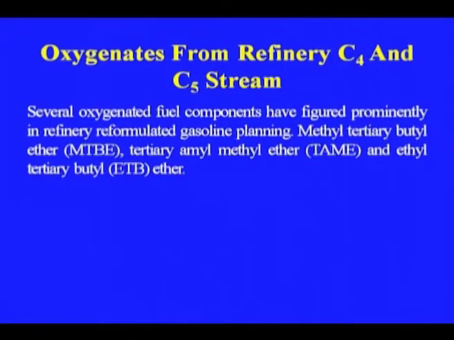Now as I told you, one of the very important products which we are getting from the C4 C5 stream is MTBE, TAME and ETBE. Several oxygenated fuel components have figured prominently in refinery reformulated gasoline planning, especially with the phasing out of tetraethyl lead. Methyl tertiary butyl ether plays an important role, and with the availability of alcohol we can also go for ethyl tertiary butyl ether. And already we discussed, while discussing the petroleum refinery module 6, the properties of the various oxygenates, the improvement in the octane number, and the oxygen content. So all those things I have already discussed.